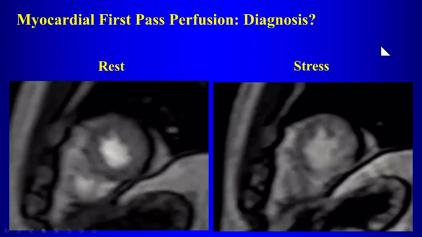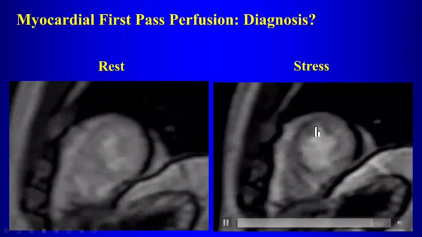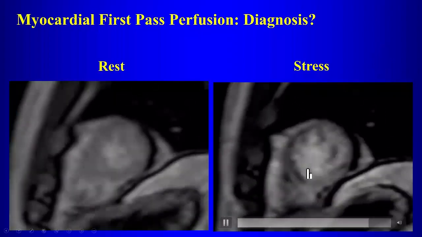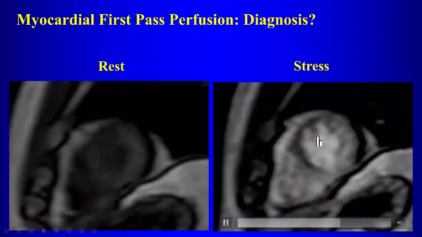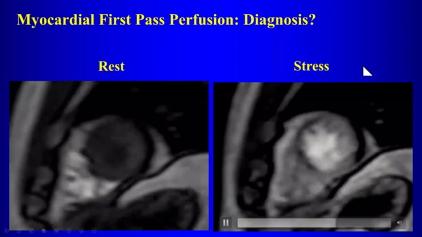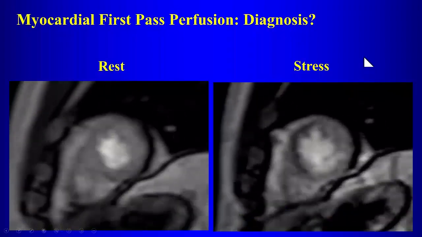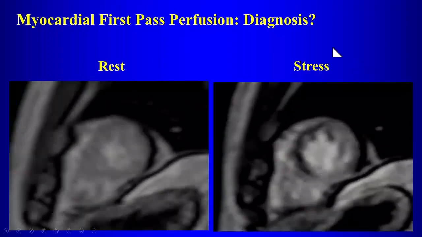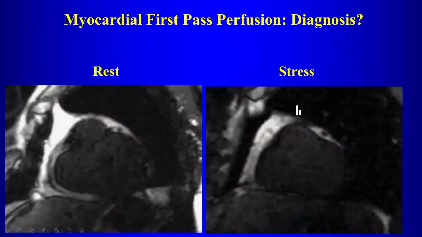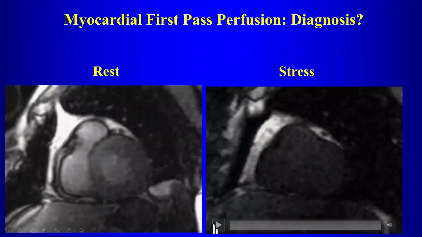Where? Yeah. So there's a reversible perfusion defect in the distribution of the left anterior descending coronary artery, right? It's affecting the interventricular septum anteriorly. So here you would suspect a significantly obstructing lesion in the LAD, okay? So that's a reversible defect.